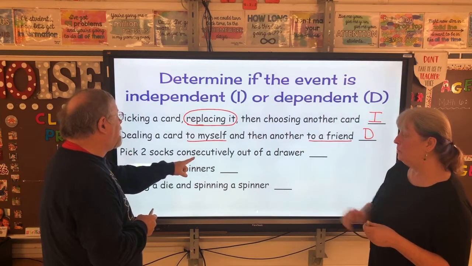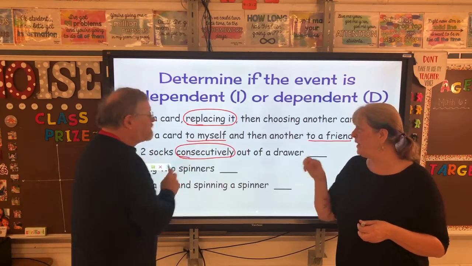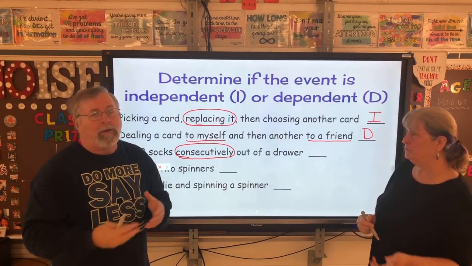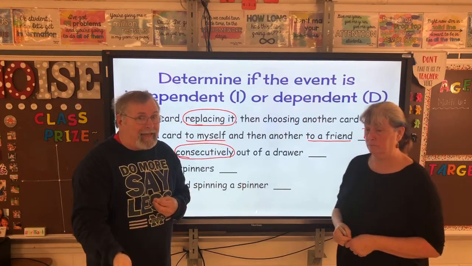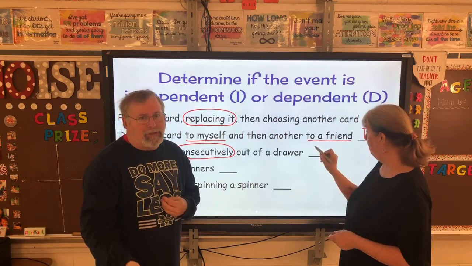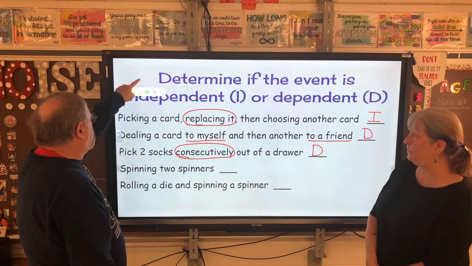Pick two socks consecutively out of the drawer. So that's one right after the other. That's right. That means it's not going back in. So let's say there were 10 socks in the drawer. I took one out. Now there are only 9 socks in the drawer. So you have a 1 in 10 chance the first time, a 1 in 9 chance the second time. Dependent. Excellent.